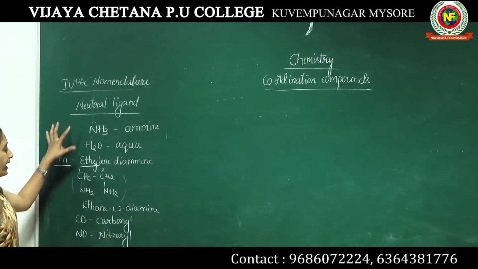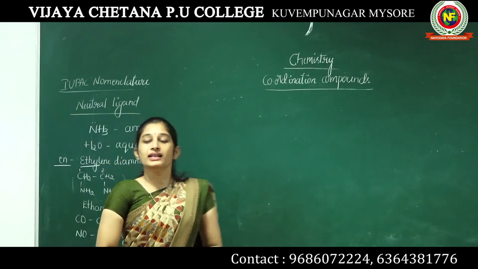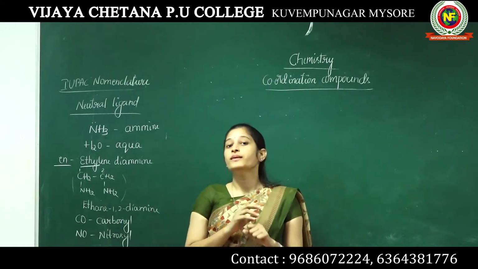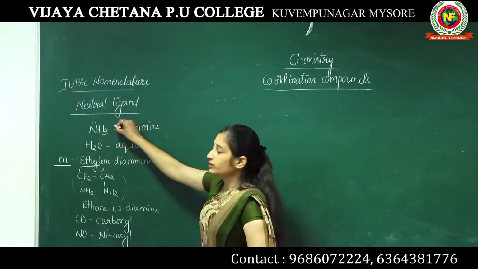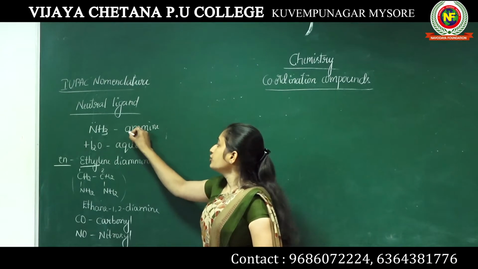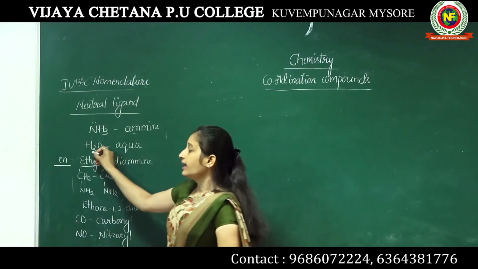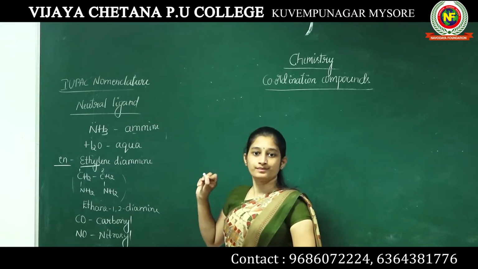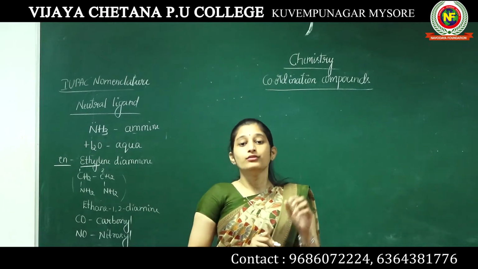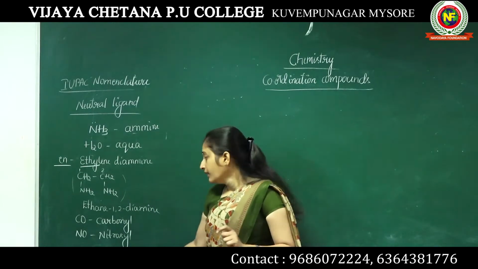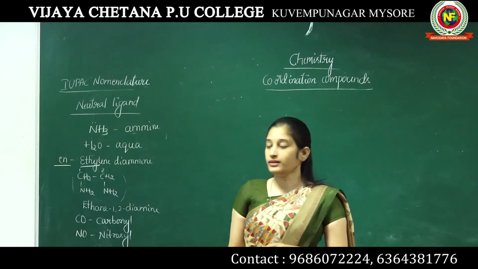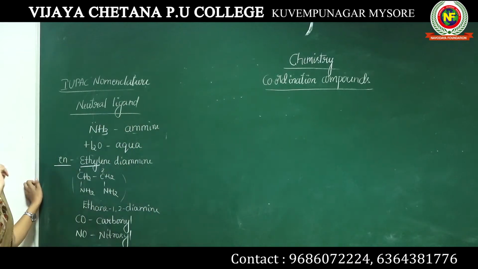These are all a few examples of neutral ligands. Here you can observe that in all the cases there is no charge, no positive and no negative. Here NH3, ammonia, but according to IUPAC nomenclature we should use amine. H2O is water, aqua. En is the formula for ethylene diamine, but in IUPAC we should use ethane-1,2-diamine. CO is carbonyl, and NO is nitrosyl. This is regarding the neutral ligands.